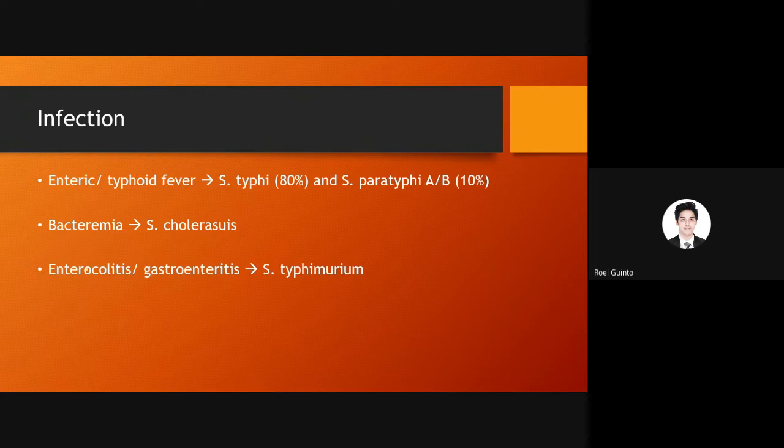is enteric or typhoid fever. So 80% of typhoid fever is caused by Salmonella typhi, while 10% of the infection of the typhoid fever is caused by Salmonella paratyphi, serotype A and B. Next, we have the bacteremia caused by Salmonella choleraesuis and enterocolitis and gastroenteritis caused by Salmonella typhimurium.